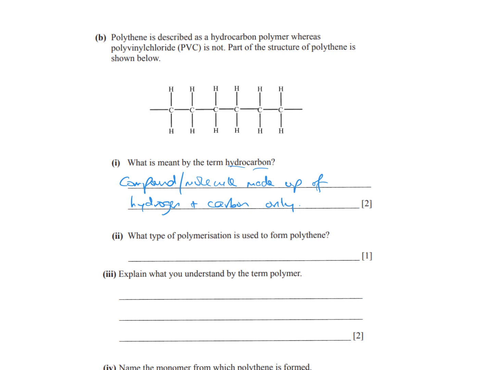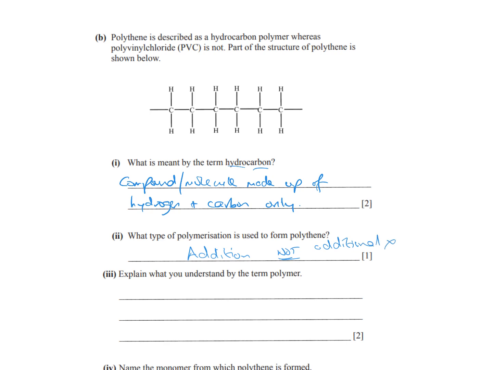Part 2. What type of polymerization is used to form polythene? So obviously this is polythene. And alkenes undergo addition reactions. Now just be careful here that you don't say additional. I'll just put that in because additional is wrong.